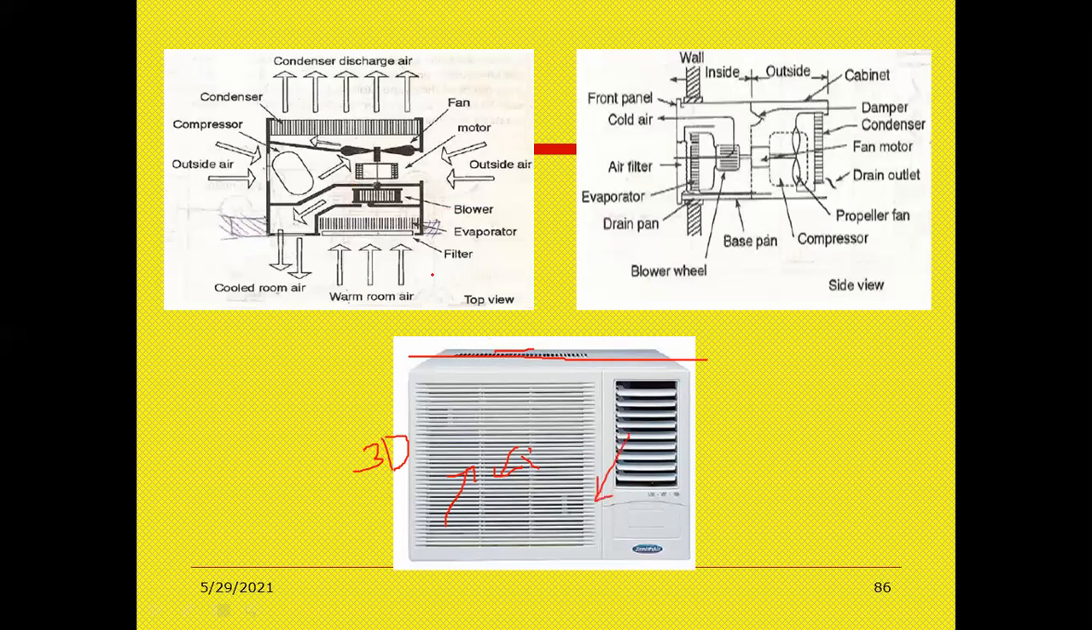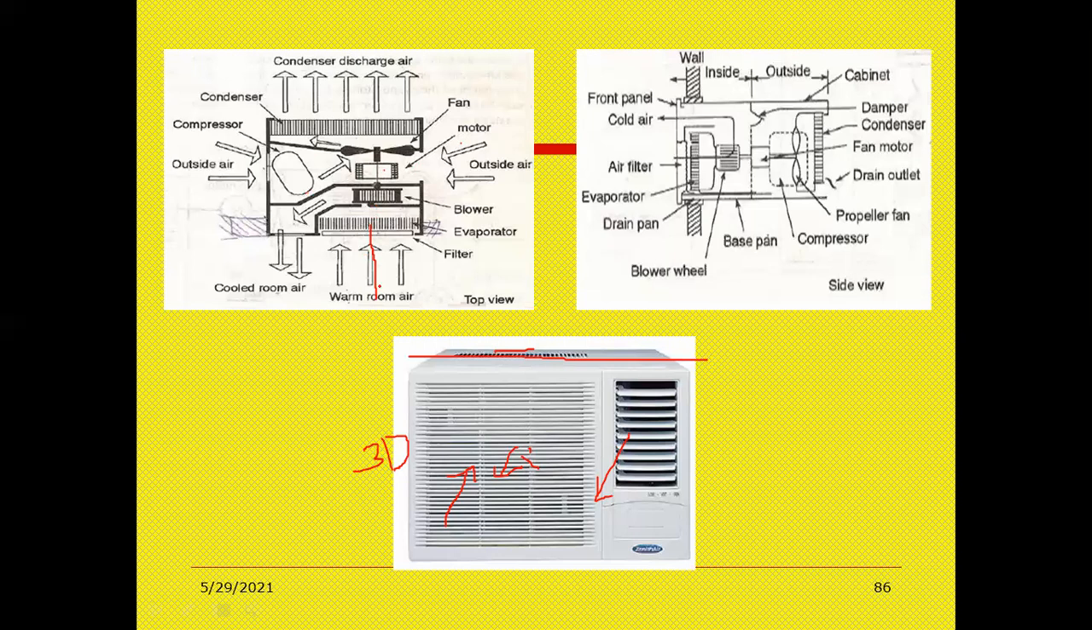So if you see here, the warm room air is going here and it is passing into the condenser. When the air is passing into this chamber through the blower, the outside air motor is taking the warm air and passing it into the outside air, where it is passed through the condenser and again it is passing to this chamber.